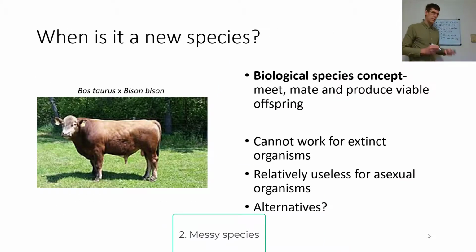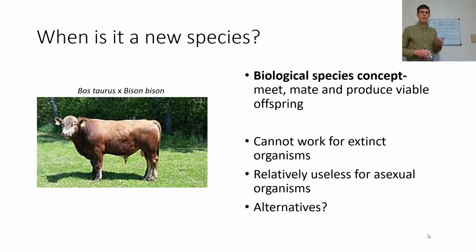So when is it really a new species? Well, this biological species concept is that organisms can mate, and produce viable offspring. We can't test this for extinct organisms. We don't know if a Stegosaurus and an Allosaurus could mate. Probably not. They look very different, but we can't prove it. It's relatively useless for asexual organisms because asexual organisms don't mate.